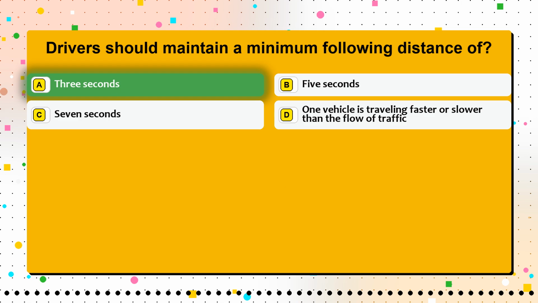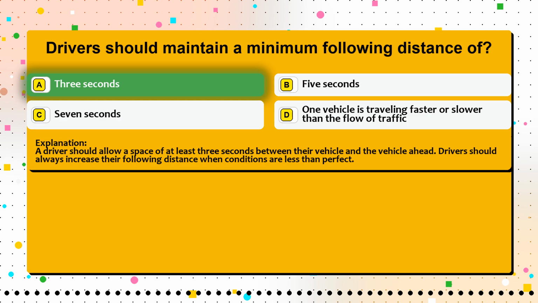The correct answer is option A. 3 seconds. A driver should allow a space of at least 3 seconds between their vehicle and the vehicle ahead. Drivers should always increase their following distance when conditions are less than perfect.